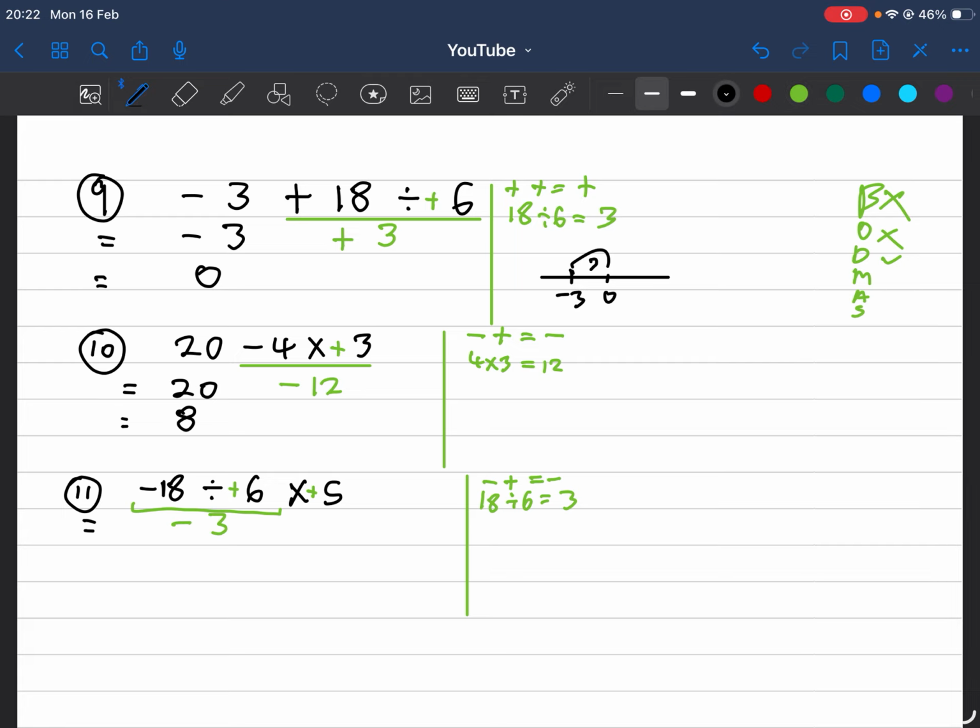And the times 5, well, we never touched it, so bring it down. Then you've got negative 3 times 5. We identify that the 5 is positive and we do our multiplication. A negative and a positive will give you a negative, and 3 times 5 will give you 15. So your answer is going to be negative 15. Alright, number 12.